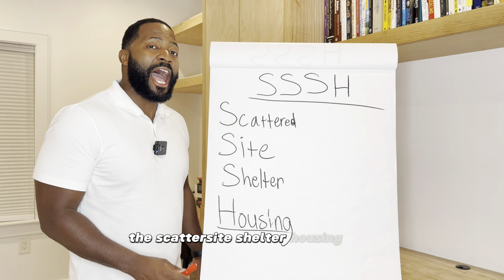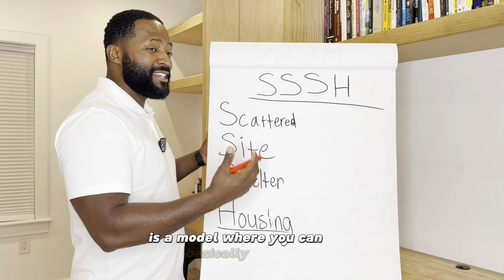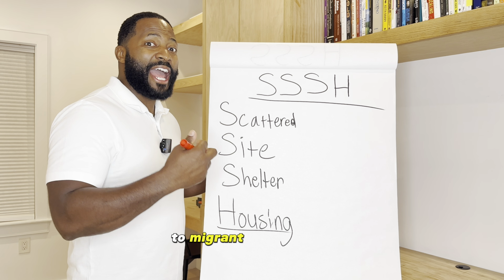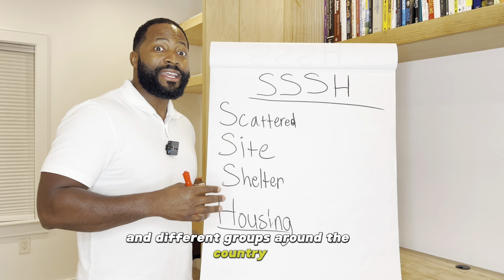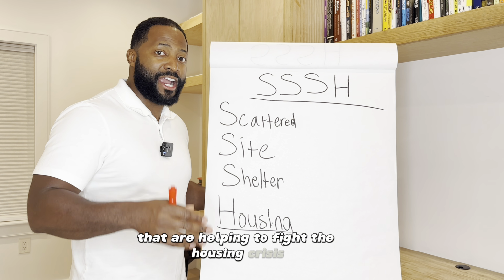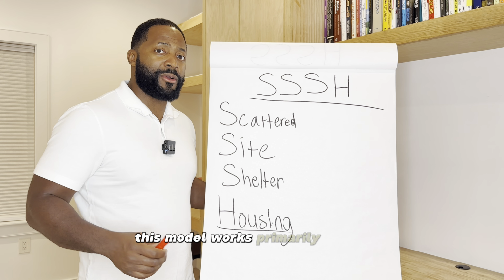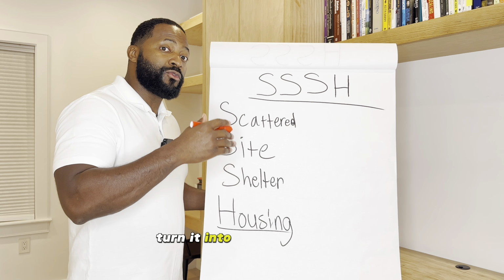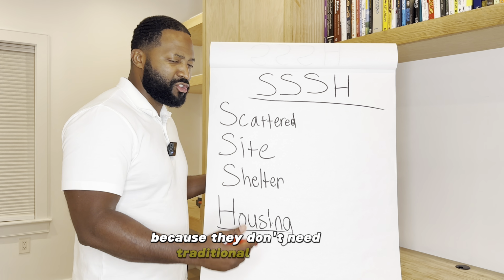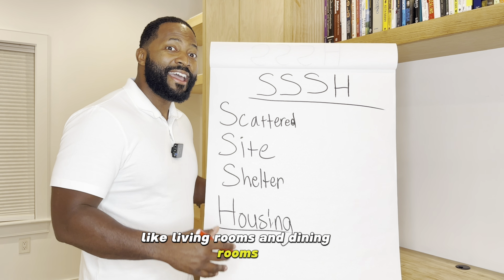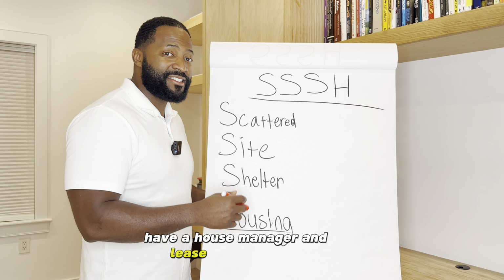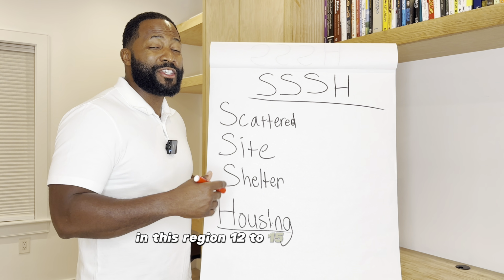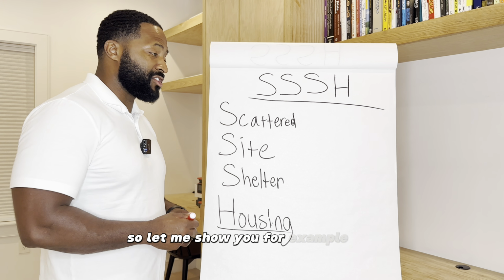The scattered site shelter housing model is a model where you can basically lease residential real estate to a shelter, to migrant housing organizations and different groups around the country that are helping to fight the housing crisis around America. This model works primarily in urban areas. You can literally take a 3-family house, turn it into 4 to 5 bedrooms because they don't need traditional setups like living rooms and dining rooms. Have a house manager and lease that property where you're able to get anywhere from, in this region, $1,200 to $1,500 per room. So let me show you, for example, what I mean.